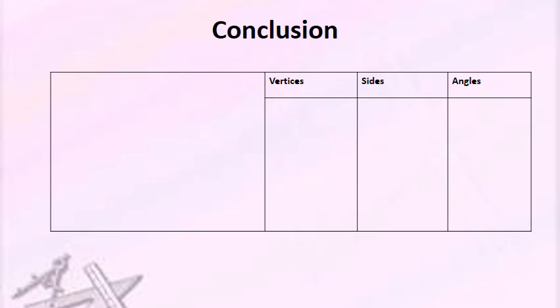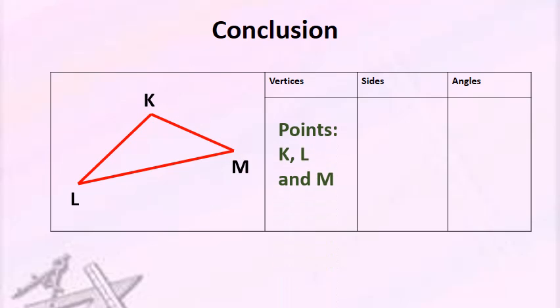Now, conclusion. Let's review. So we have this triangle KLM. What are the vertices in this triangle? We have this point L, the first vertex, this point K, the second vertex. We have this point M, the third vertex. So the vertices are points K, L, and M.